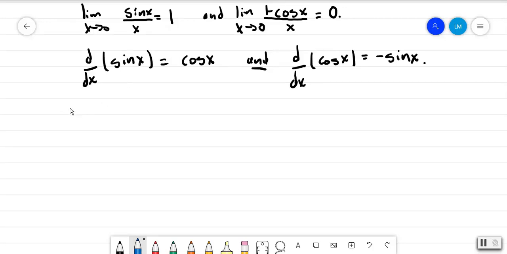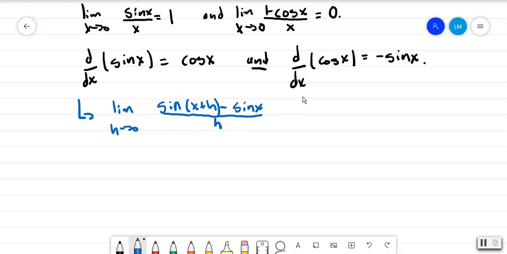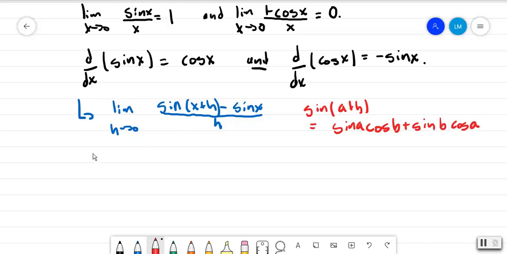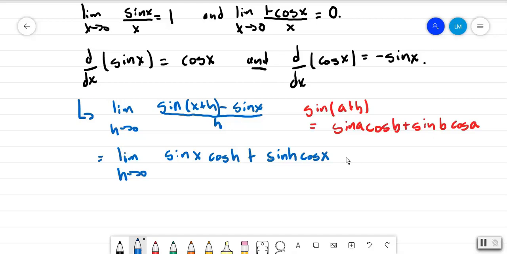Well, we know that this derivative would have to be equal to the limit as h approaches 0 of sine of x plus h minus sine of x all over h. Now, the way that you'll have to proceed with this is that you'll have to use the expansion formula for sine of a plus b, which is equal to sine of a cosine of b plus sine of b cosine of a. So this will be equal to the limit as h approaches 0 of sine of x cosine of h plus sine of h cosine of x, and all of this is minus sine of x, and all of this is divided by h.